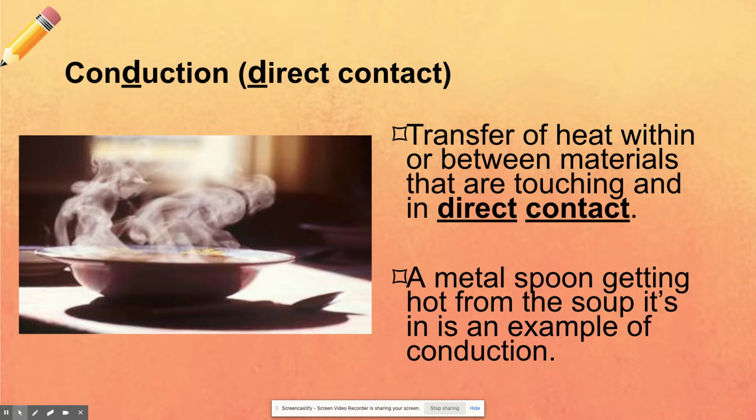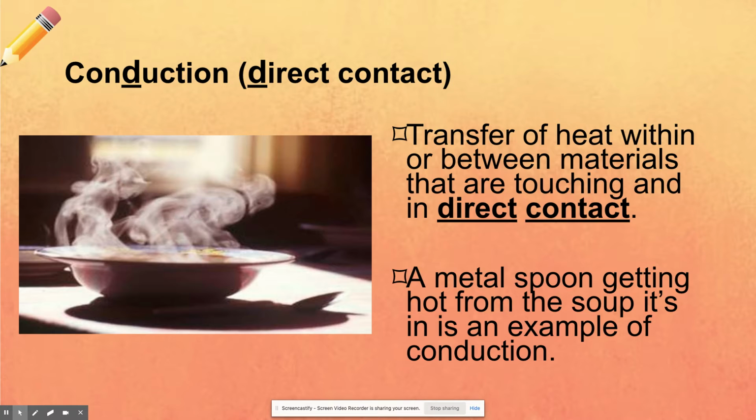Now, conduction, here's a trick to help you remember. Conduction is direct contact. So convection was movement with a V, right? Because there's a V in movement and there's a V in convection. Conduction is direct contact. They must be touching. So it's the transfer of heat within or between materials that are touching and in direct contact.